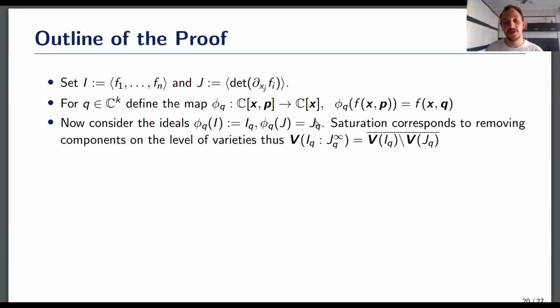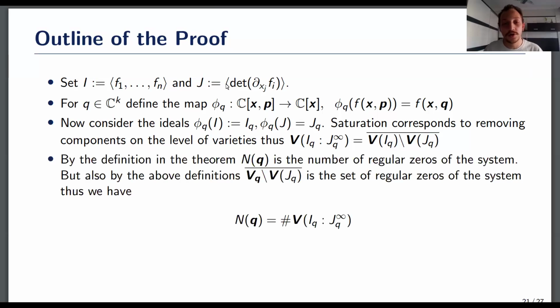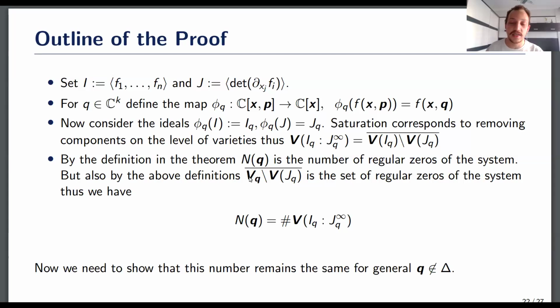Then we take its saturation, which corresponds to removing solutions of J from the solutions of I. Then, as I explained, this means that we take the points where J does not vanish and I vanishes. So since the Jacobian determinant does not vanish, these are the regular zeros. Then by the definition of n_C from the theorem, the number of points in the variety of the saturation equals the number of regular zeros. And we need to show that this number remains the same for general Q, which is not in the discriminant.